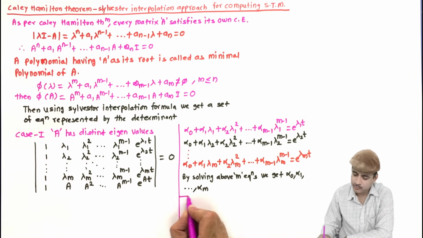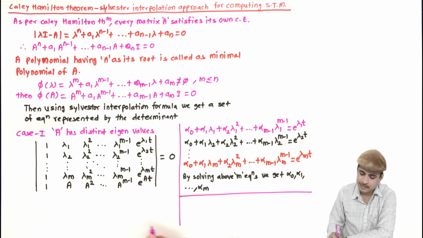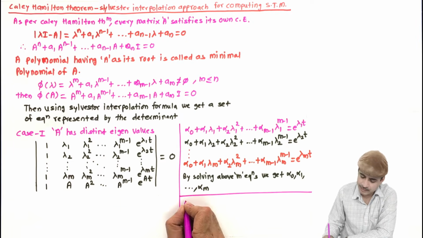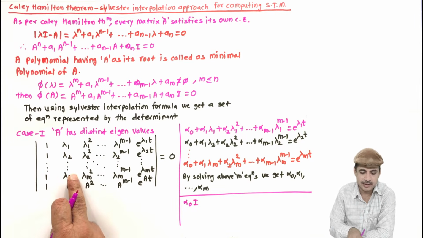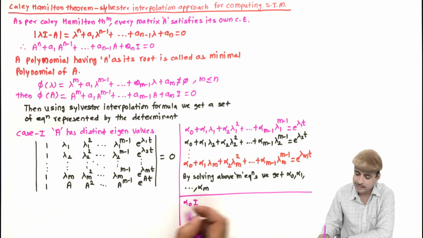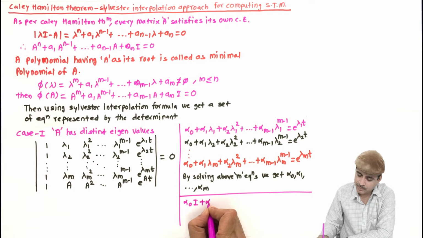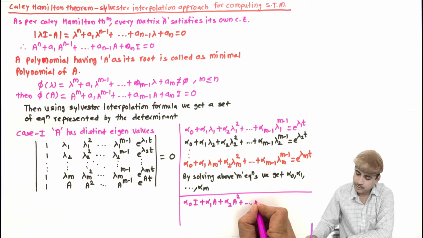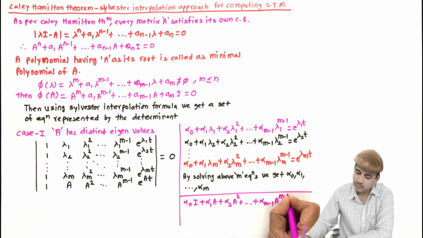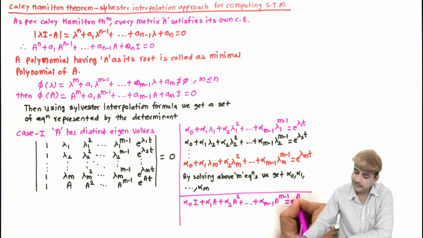So what we get, if we apply the same to the last one, we get alpha 0 I, because this is a matrix, this was the eigenvalue number, this is a matrix, so alpha 0 I plus alpha 1 A plus alpha 2 A square, so on up to alpha m minus 1 A raised to m minus 1, this will be equal to e raised to At.